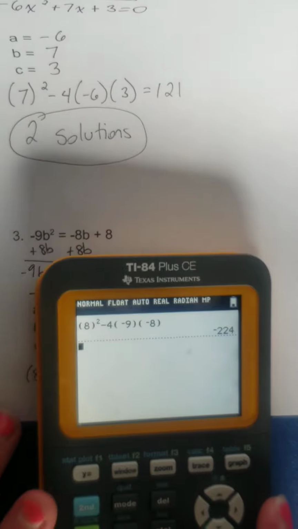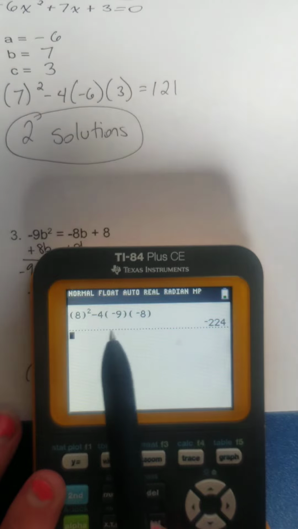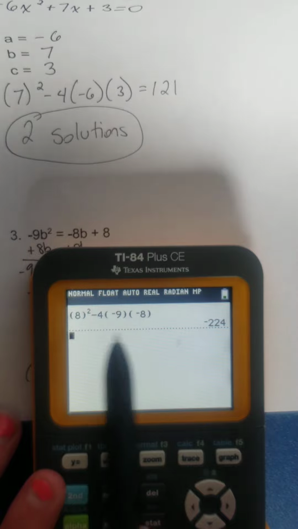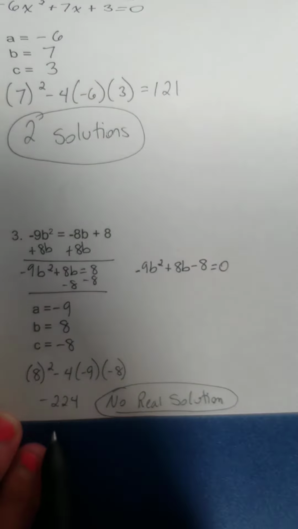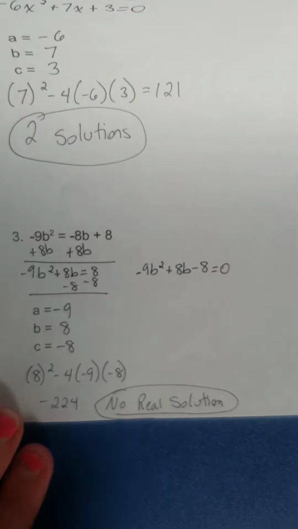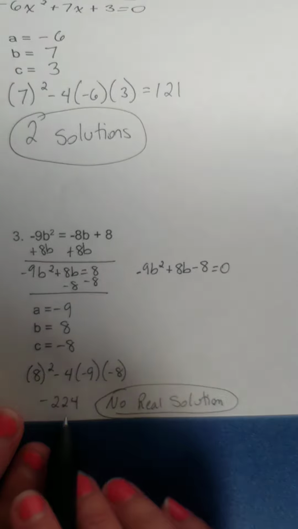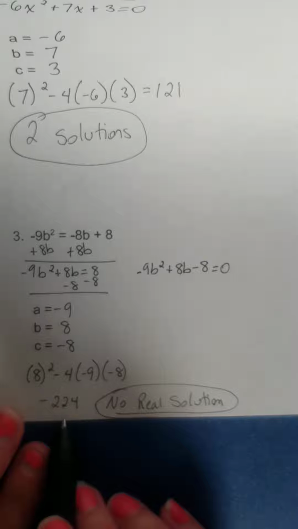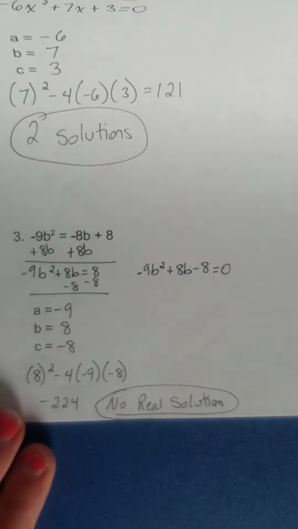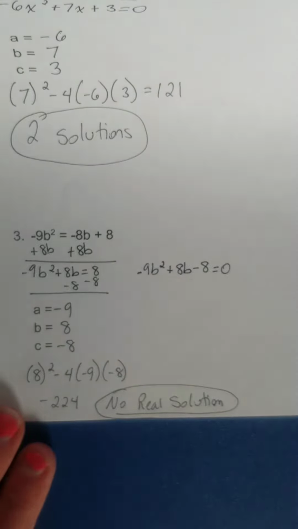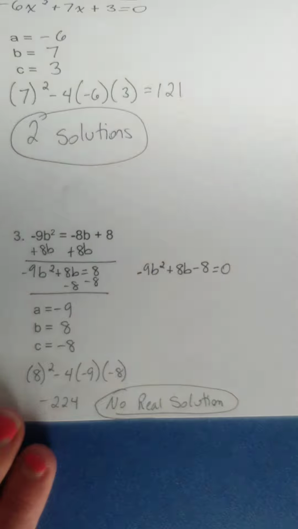I plugged it in my calculator. Notice I don't have to put the times sign. I literally just use the parentheses inside my calculator. It'll do it correctly for me. And I got negative 224. On our notes, if it's negative, that's less than 0. Below 0 is a negative number. That means there is no real solution, and we'll get imaginary solutions, which we'll go into later. So now you're ready to try the couple of problems you have.